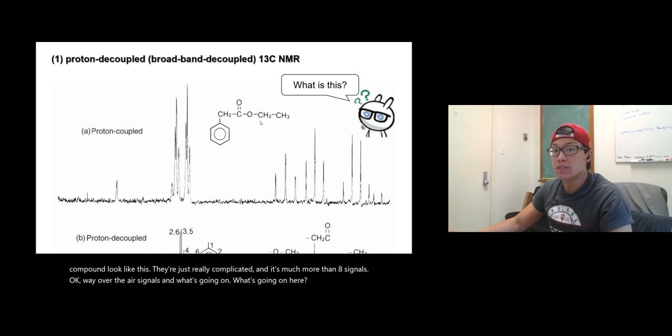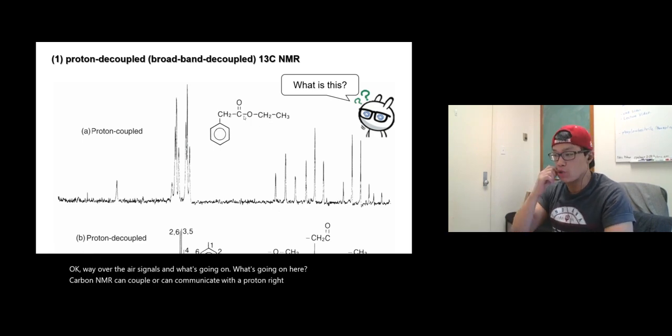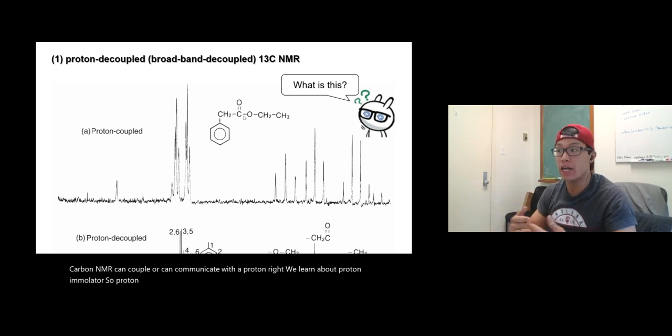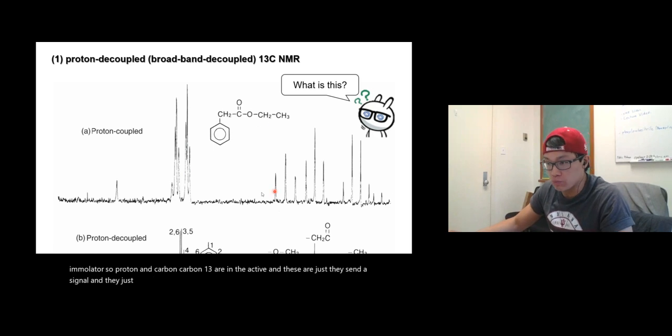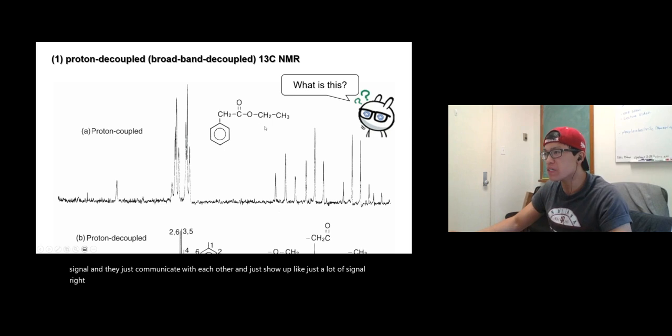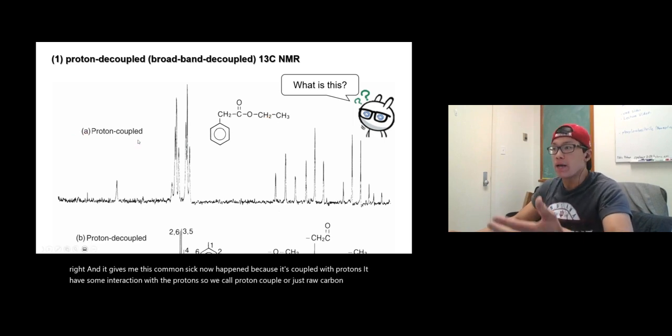And what's going on? Well, what's really going on here? Carbon NMR can couple, or communicate, with a proton. We'll learn about proton NMR later. So proton and carbon-13 are NMR active, and they send a signal and communicate with each other and show up as just a lot of signals. This carbon signal happens because it's coupled with protons. It has some interaction with the protons, so we call it proton coupled, or just raw carbon NMR.